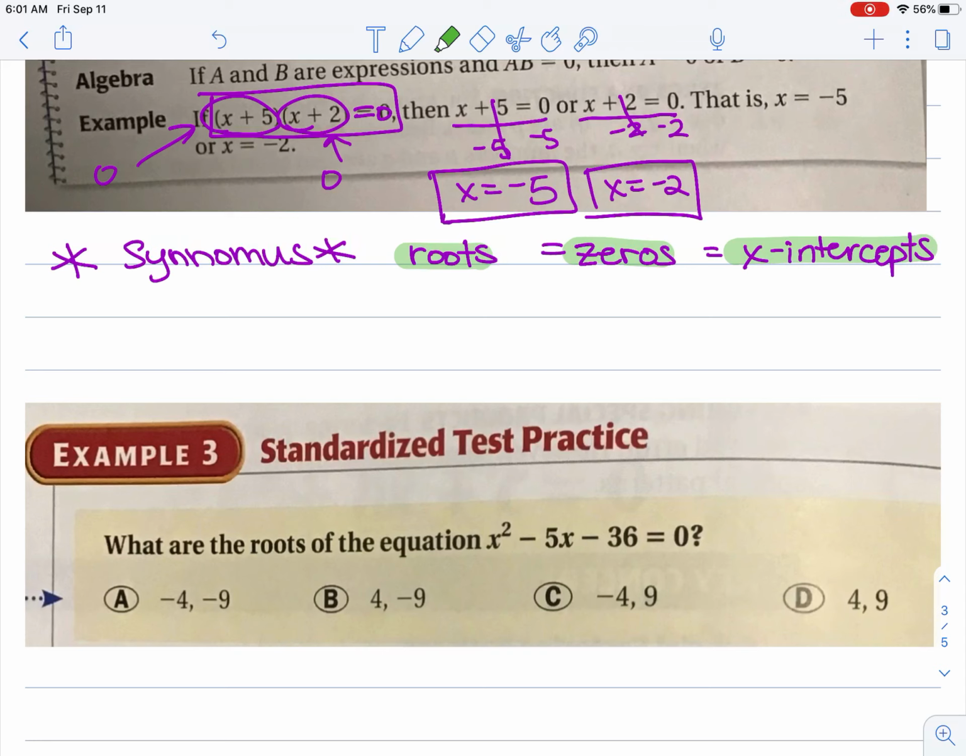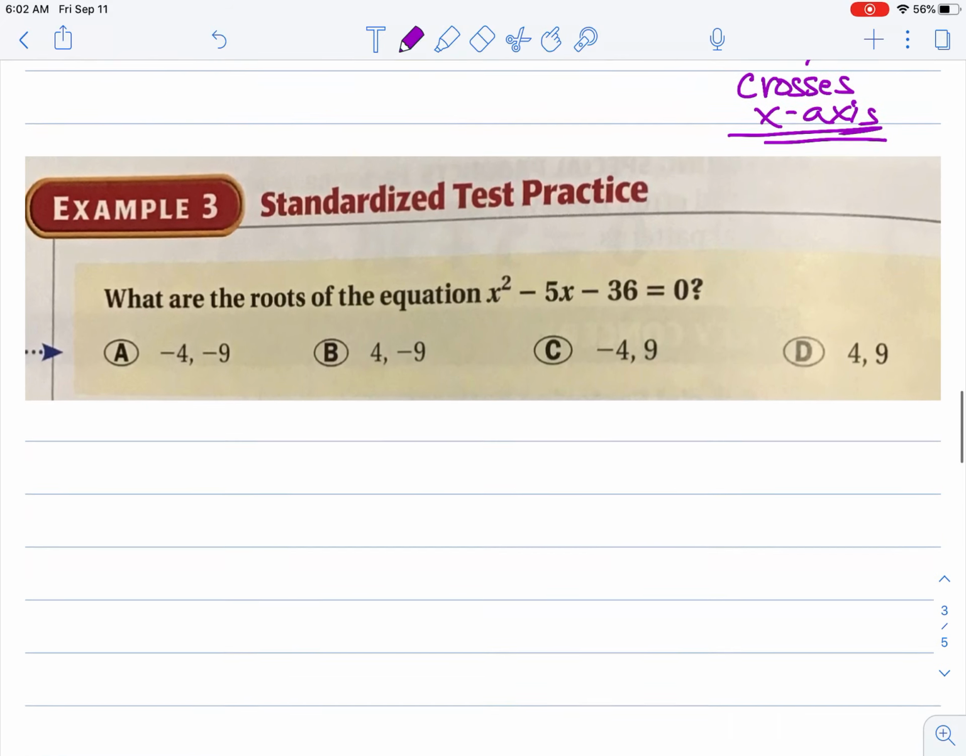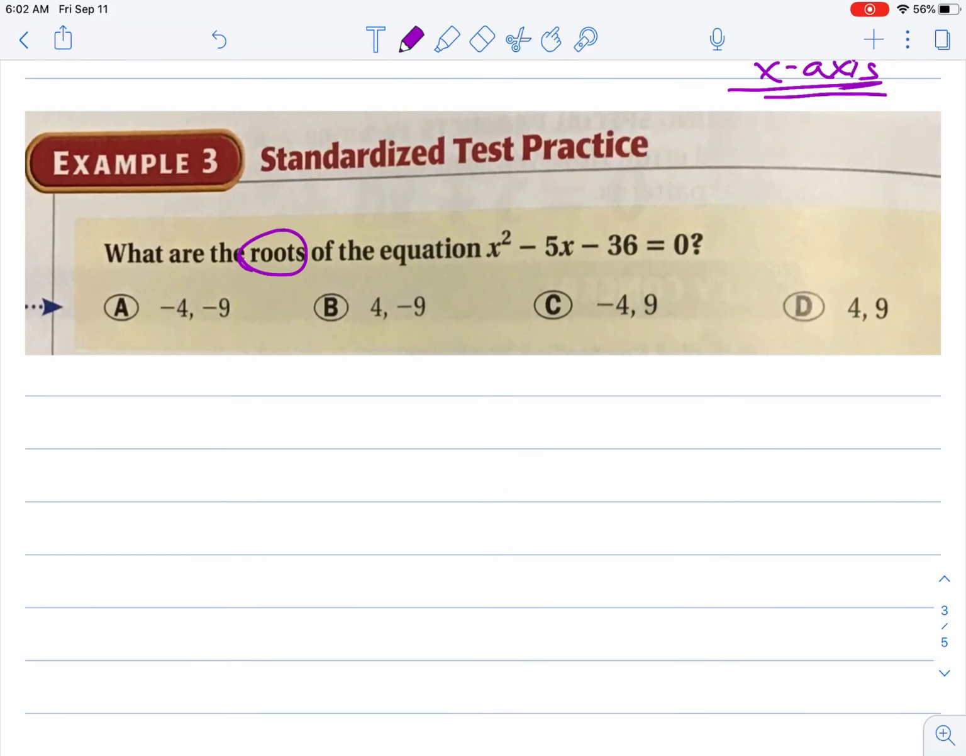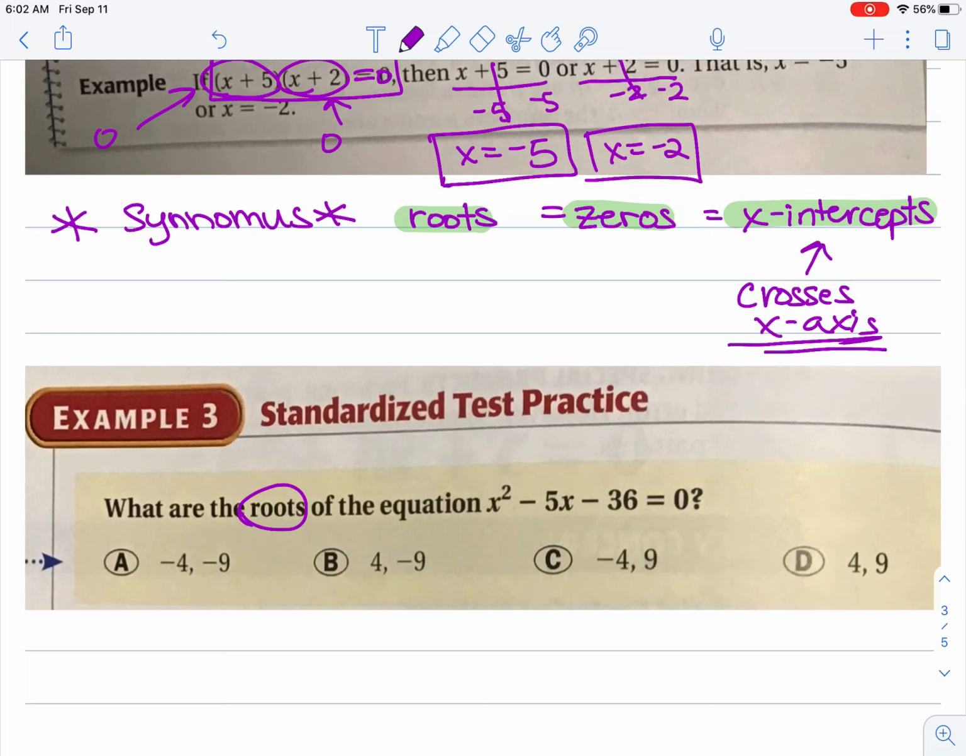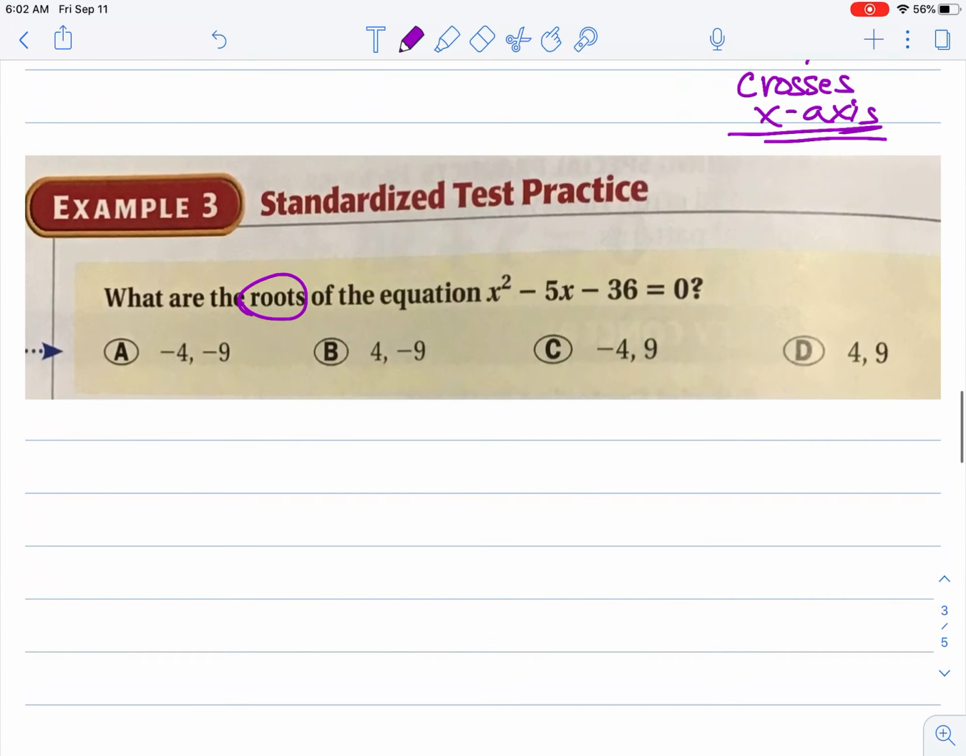And basically that means exactly what an x-intercept is, that it crosses the x-axis at that point. It's on the x-axis. Okay. So when they ask what are the roots, we're basically saying what are the roots, or what are the zeros, or what are the x-intercepts. So let's do this.